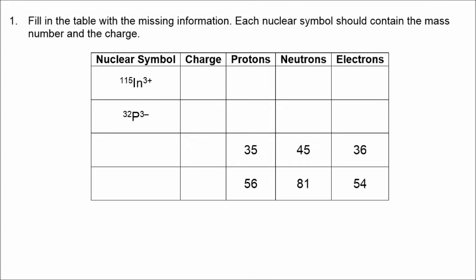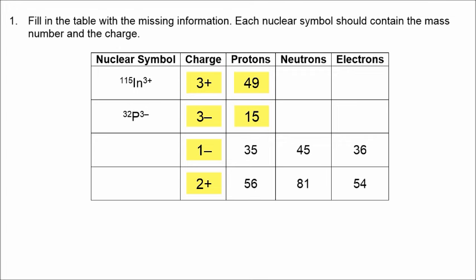The first column is just the charge that we have to fill in here. So that's going to be +3 for the indium ion, -3 for the phosphorus ion. The next one, the charge has to be -1 because we have an extra electron. And the last one, the charge has to be positive 2 because we have lost 2 electrons. So indium has atomic number 49 protons. Phosphorus has atomic number 15 protons.